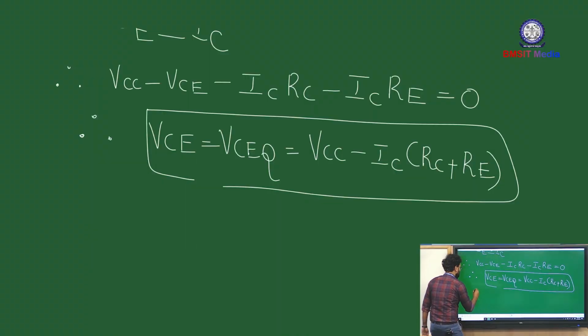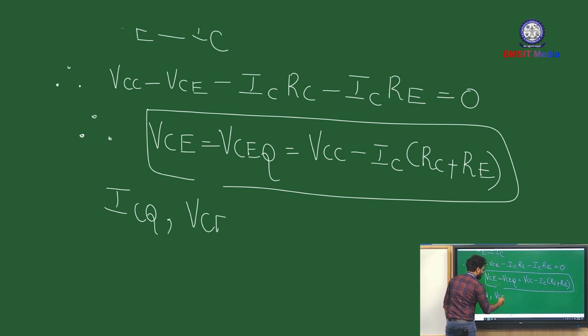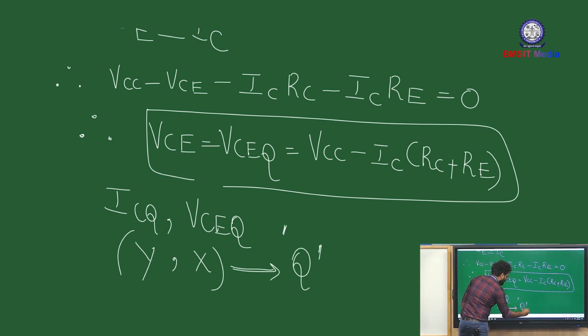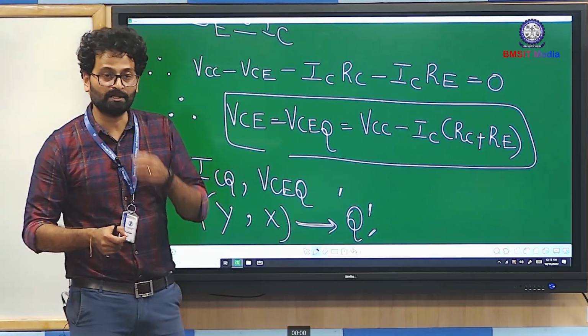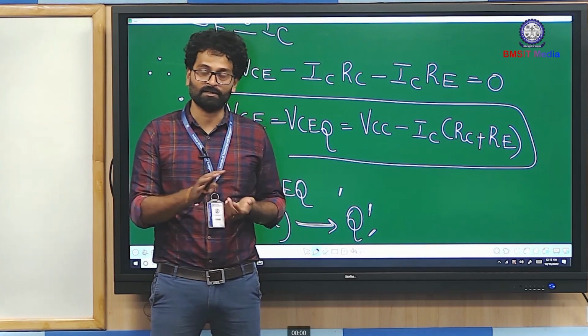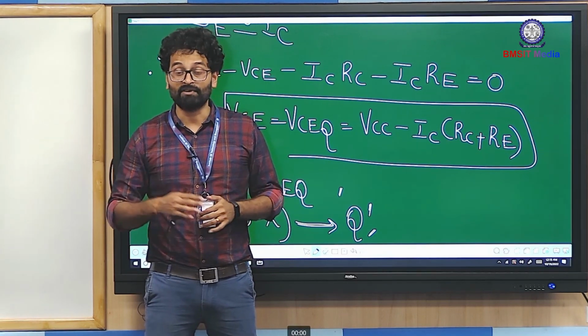So you have found ICQ. You have also found VCQ. So ICQ is your y coordinate and VCQ is your x coordinate. Once you locate the x and y coordinates, you can say that you have identified the Q point. And if your Q point is found at the center of the load line, you can say that the given biasing circuit is meant for an amplifier operation.